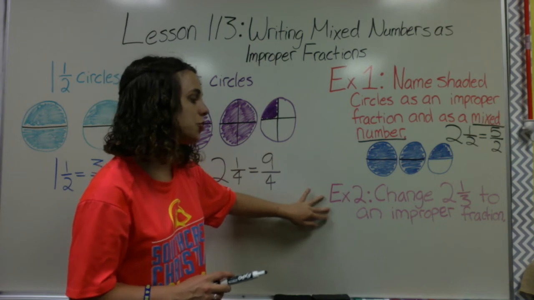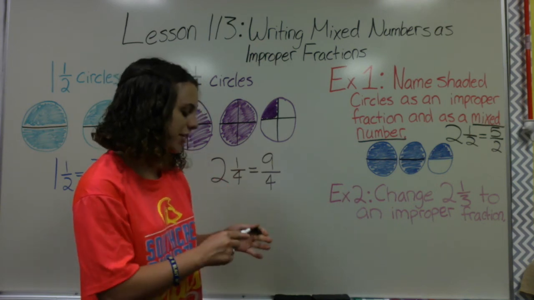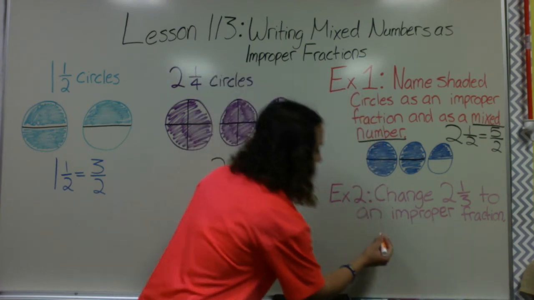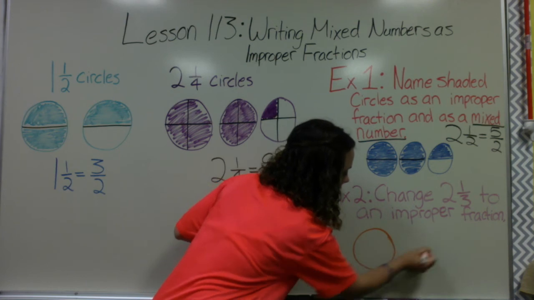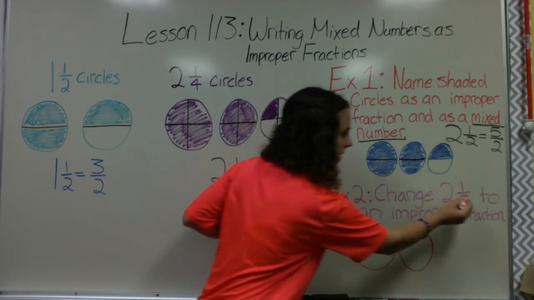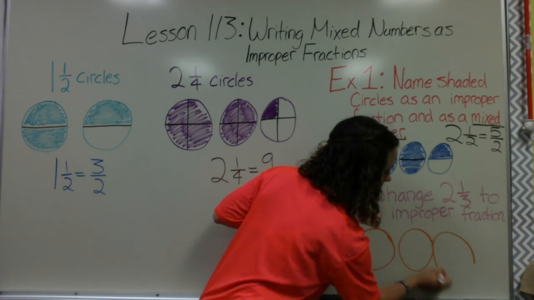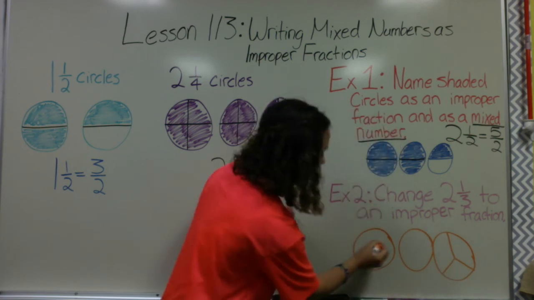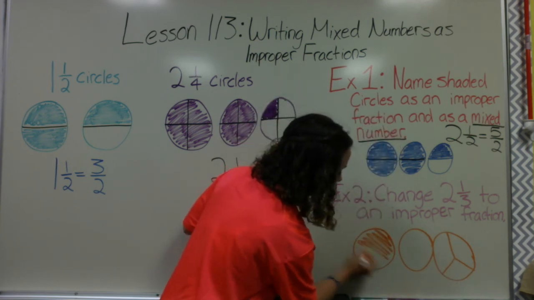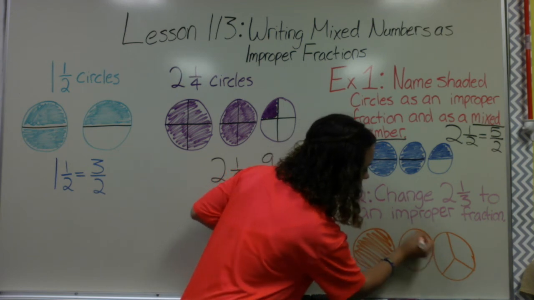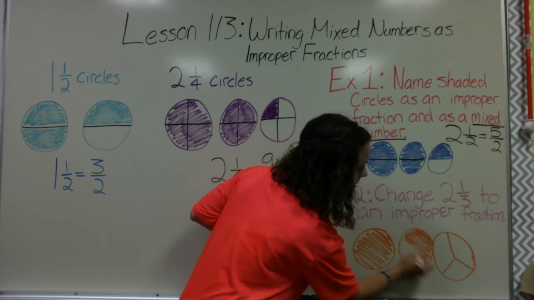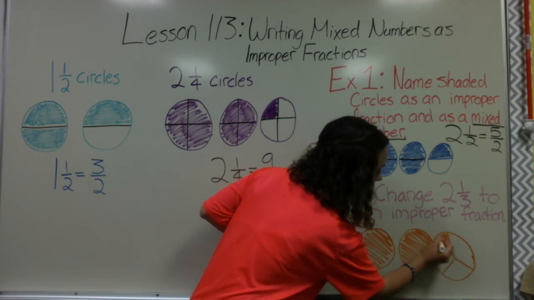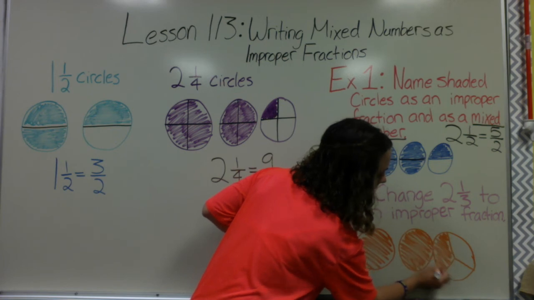Example 2 says to change 2 1/3 to an improper fraction. So if we look at it, just as we have been with drawing circles, I want 2 whole circles plus another one with 1/3 of it shaded. So I'm going to split it into 3 equal parts. So I'm drawing a peace sign. I'm going to shade in this one. 1 whole circle, 2 whole circles, and 1/3. So I want to know, what is that as an improper fraction?